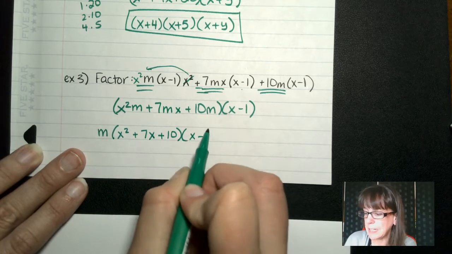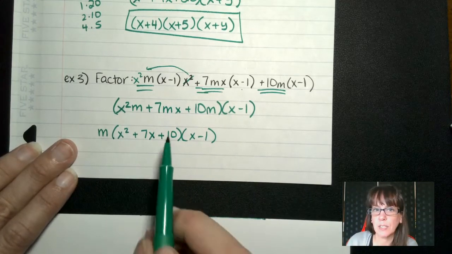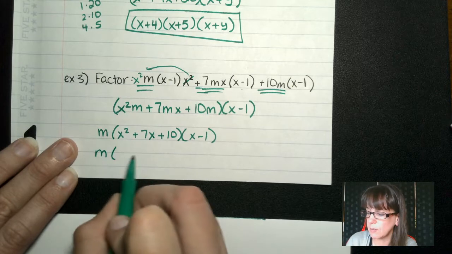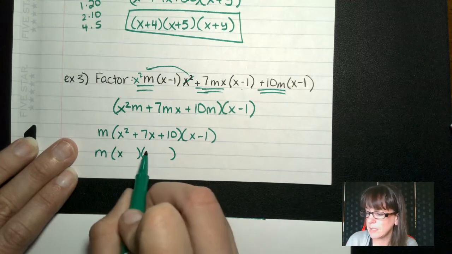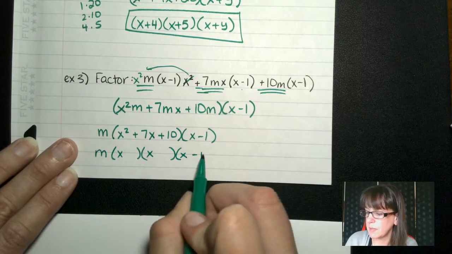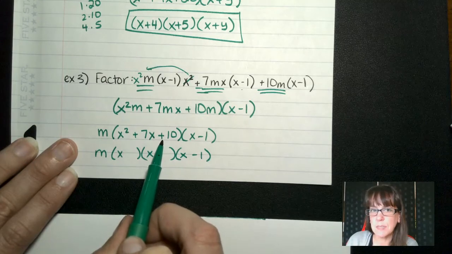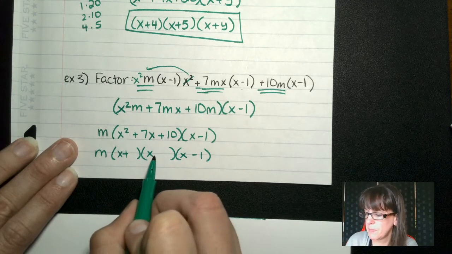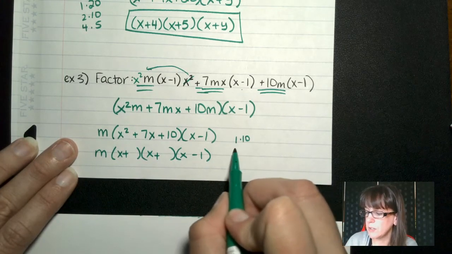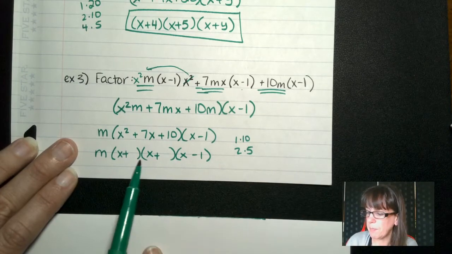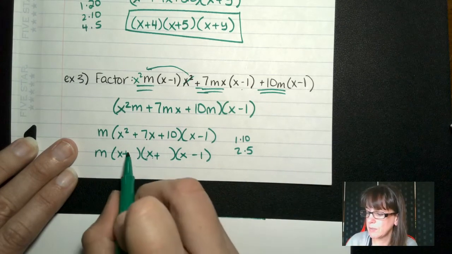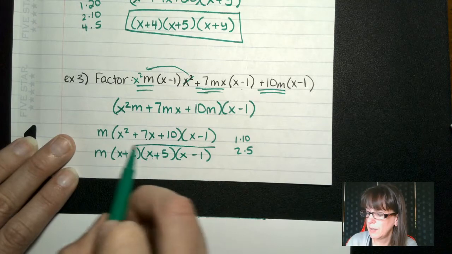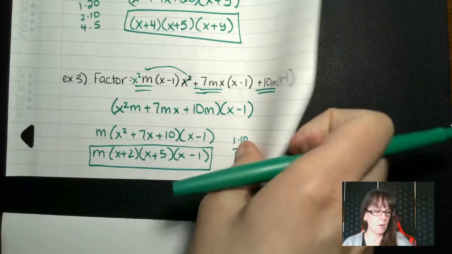Now, am I done factoring? Absolutely not. We want to take a look at this. So let's bring everything else down around it. We have x, and then this is x minus 1. This tells me same signs, so positive, positive. Factors of 10, 1 and 10, 2 and 5. I need a positive, positive that gives me 7. So positive 2, positive 5. And there we go.